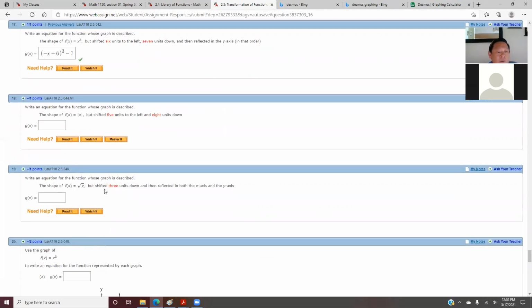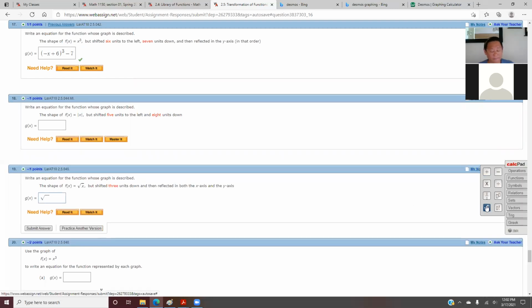Okay. This one is also in this order. The square root of x is shifted 3 units down. So how do we write 3 units down in this case? Outside of the square root, it would be subtract 3. And then it is reflected on both the x and y axis. So it'd be a negative. You don't need parentheses here because it only has one variable. So you just put a negative here. This is the reflection on the y-axis. And how do we figure out the reflection on the x-axis? Because it's both.